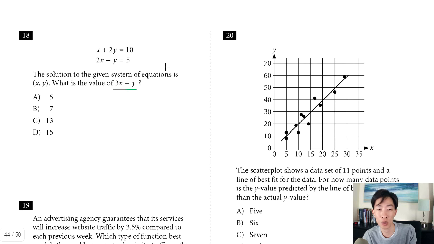That's exactly what they want. So basically what I'm going to do is add these two equations together. X plus 2x is 3x, 2y minus y is y, 10 plus 5 is 15. And then basically I got the answer in a fraction of the amount of time that it would have taken.